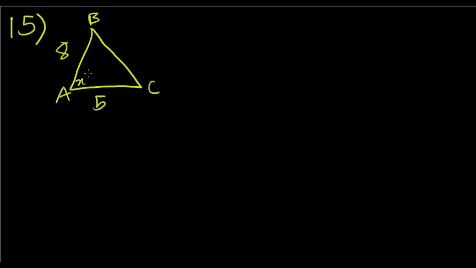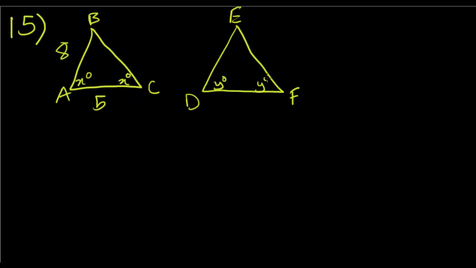Alright, so x degrees, then another triangle here, DEF. This is y degrees and y degrees, and this is equal to 5. Figures are not drawn to scale. So, if y equals 60 in triangle DEF above, how much greater is the perimeter of triangle ABC from the perimeter of triangle DEF?